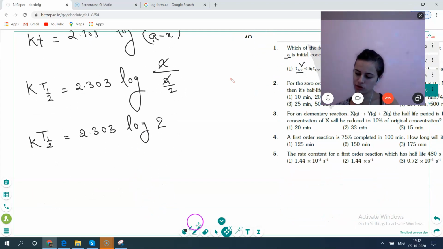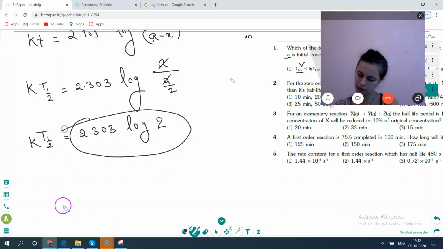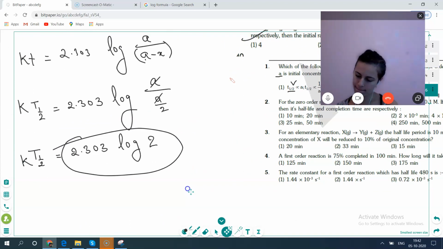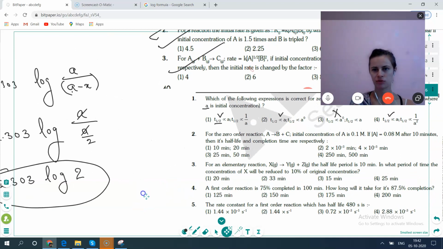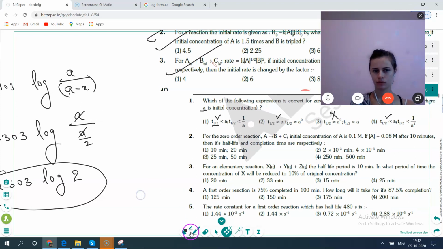And log of 2 is constant. So t half is proportional to 1 divided by k, so it's A power 0 then. Very nice. You are putting your mind. Sometimes you are putting, sometimes not putting. Good. True. Good. Just check the answer.